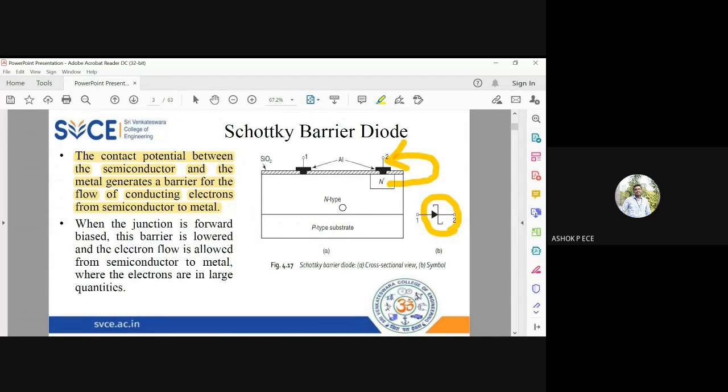So when the junction is forward biased, the depletion region is going to be lowered and electrons are allowed to flow freely from the semiconductor to the metal in large quantities.